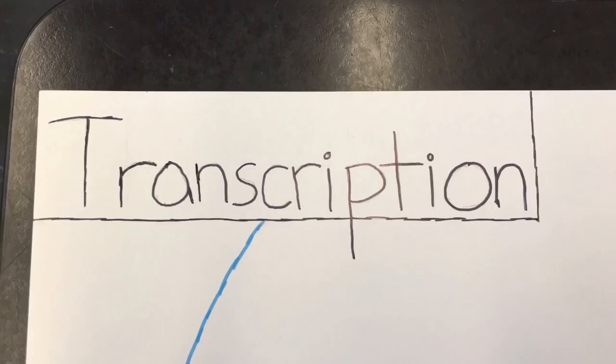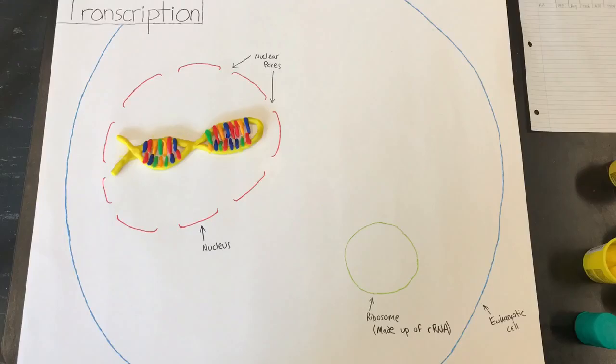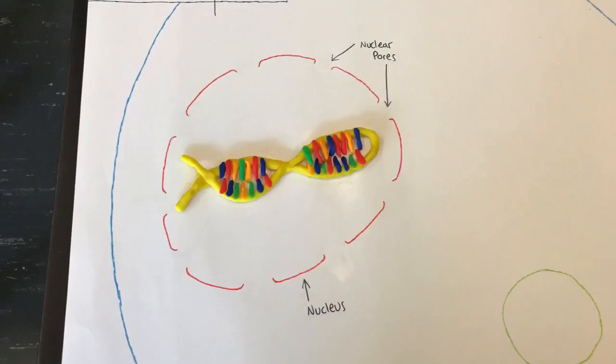In the process of transcription, code from a DNA strand is copied to a strand of mRNA, which is a messenger RNA that carries the base code to a ribosome to synthesize a protein. The process of transcription occurs within the nucleus, as that's where the DNA is, and that's where the mRNA begins to copy the base code.